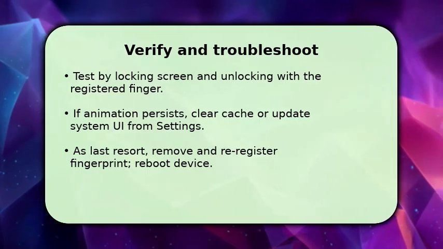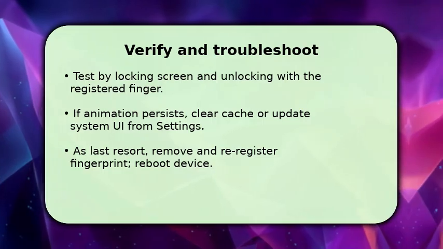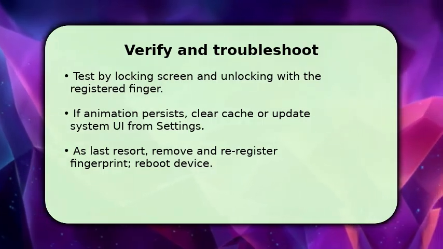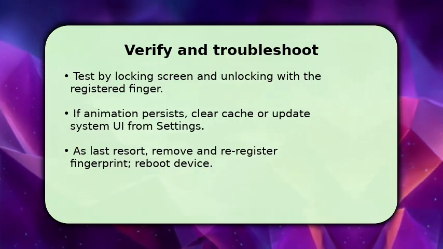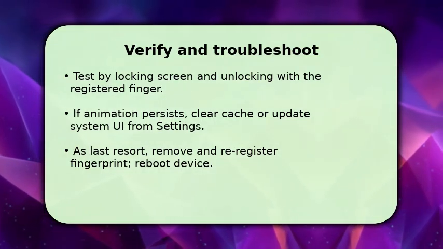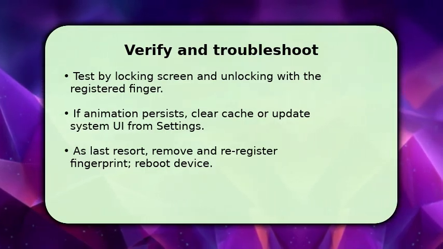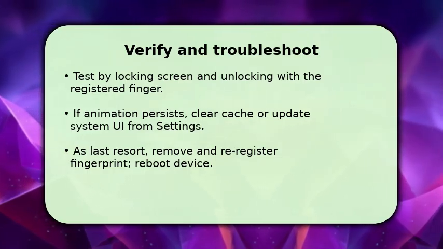If the animation still appears, clear the system UI cache via Settings or Storage and check for a Realme UI update, because patches can move or reintroduce toggles. If problems persist, remove the fingerprint entry and re-register it. Then reboot the phone. This often resets the associated animation state and resolves stubborn behavior without wiping data.